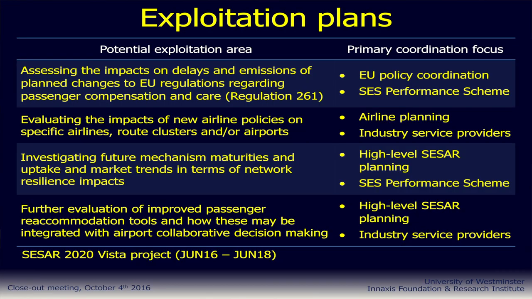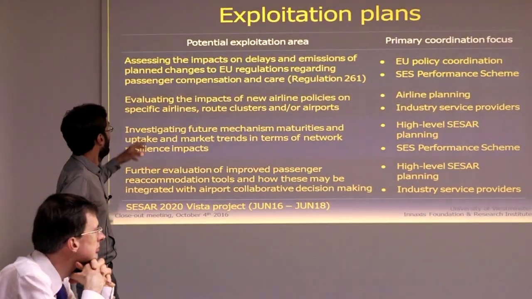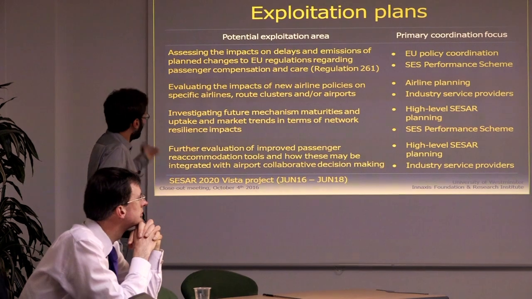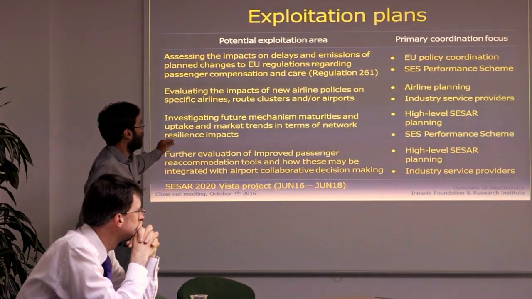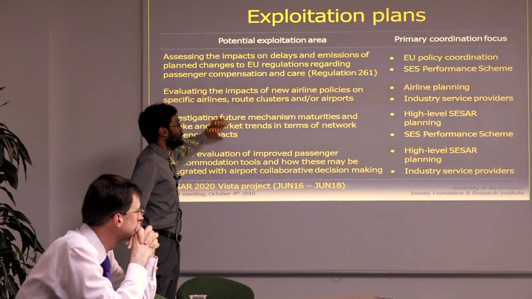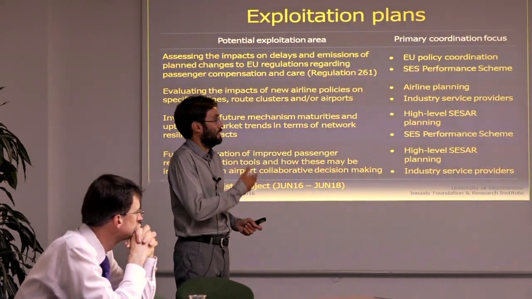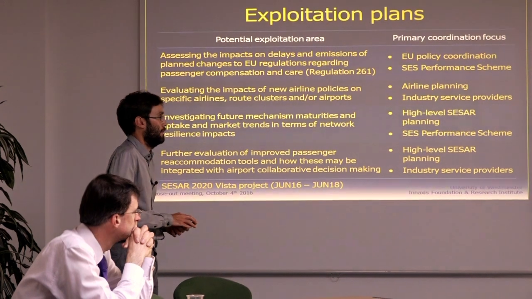And finally, as Andrew said, we are already thinking in terms of exploitation and further steps that could be taken. So here, very quickly, you have different exploitation areas, and the principal coordination focus we will have to do for them. One thing we could do is analyze Regulation 261 with different changes that could be applied and see how the different mechanisms behave in terms of cost resilience against that. We can model different airline policies or strategies. And of course, if we can model different strategies for the airlines, as we have shown, it's very easy to model different mechanisms or different mechanism uptakes and see what the network resilience is in terms of this new metric of cost resilience. We can align that with the SESAR planning and the performance scheme.